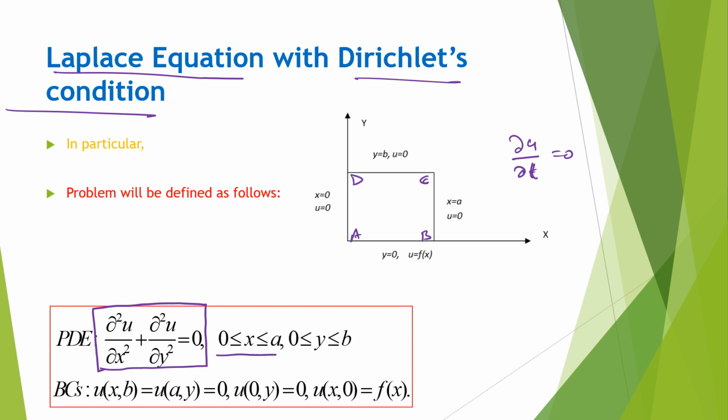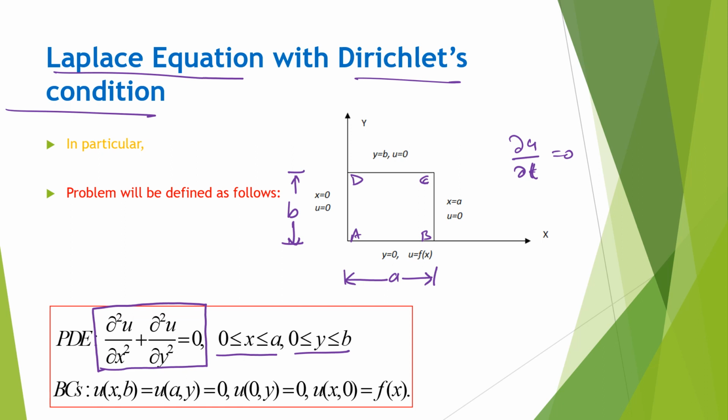And according to these values, we come to know that the length in x is a. That means from this point to this point, the value is a. And from this point to the origin, the value is b. The length in y direction is b and in x direction is a.